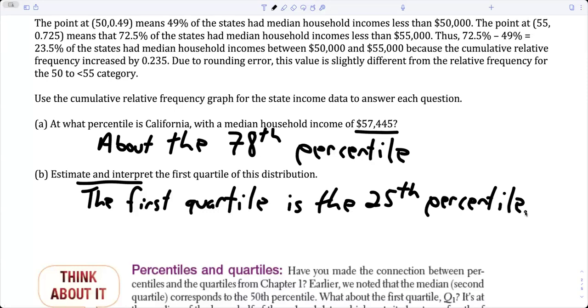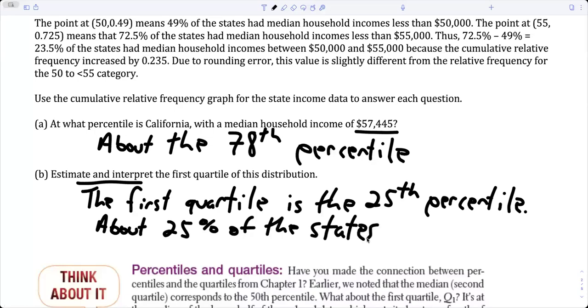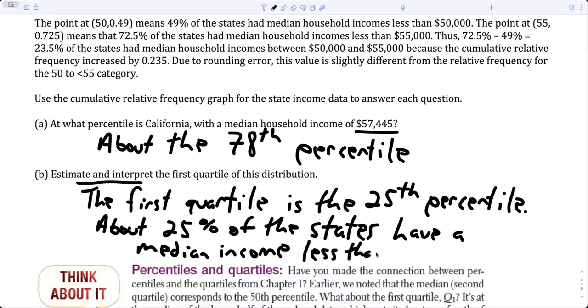And it asks us to interpret that. So we're going to say about 25% of the states have a median income, okay, put it in the context of the problem, that's important. So have a median income less than, and I said, into the graph, less than 45,000.